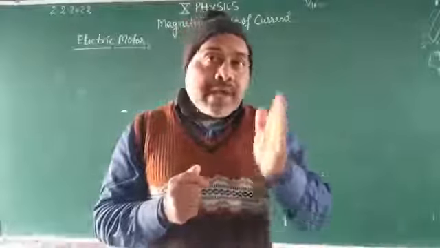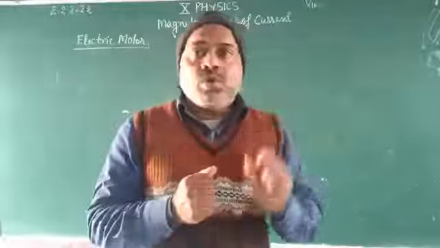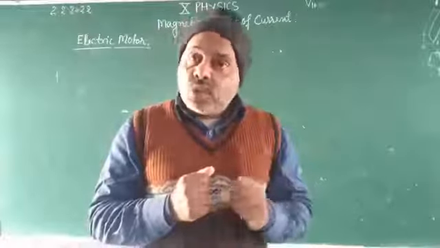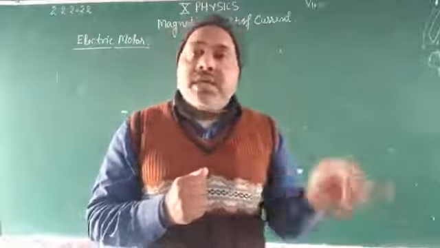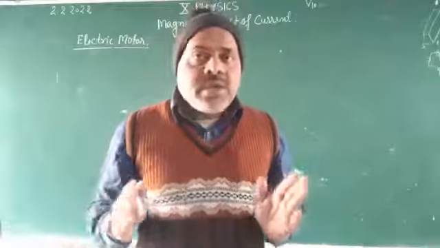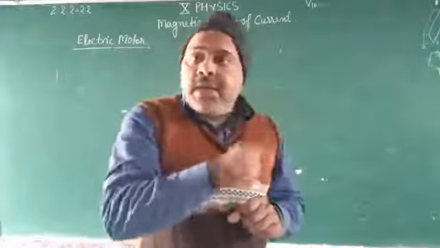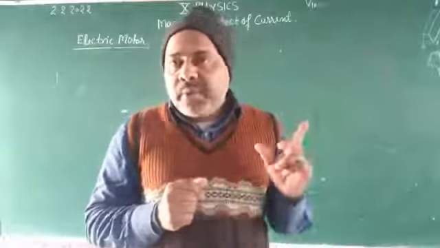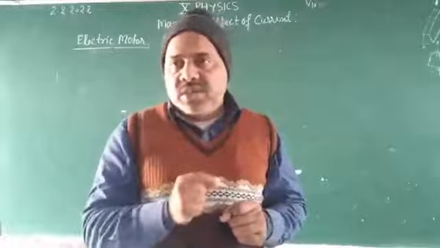The force acts on this coil and it begins to rotate. Whether it rotates anticlockwise or clockwise depends on the direction of the current. When the current is in the upward direction, it begins to rotate anticlockwise, as I told you in the previous video. But when the current is downward, it rotates in the clockwise direction.